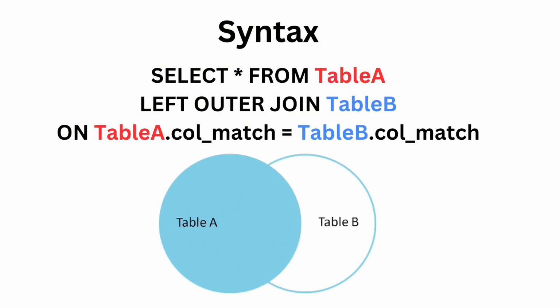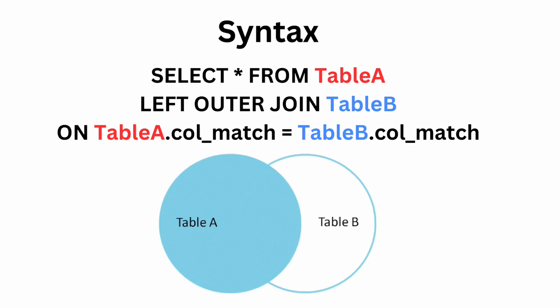So, what does a left outer join actually look like? Here, notice that our Venn diagram is no longer symmetrical, which means the order will actually matter. Here we're saying select everything from table A and do a left outer join on table B. The left-hand table is the first table referred to in that from statement. So that's why table A there is seen on the left. So we're saying select everything from table A left outer join on table B, on table A.columnMatch is equal to table B.columnMatch.